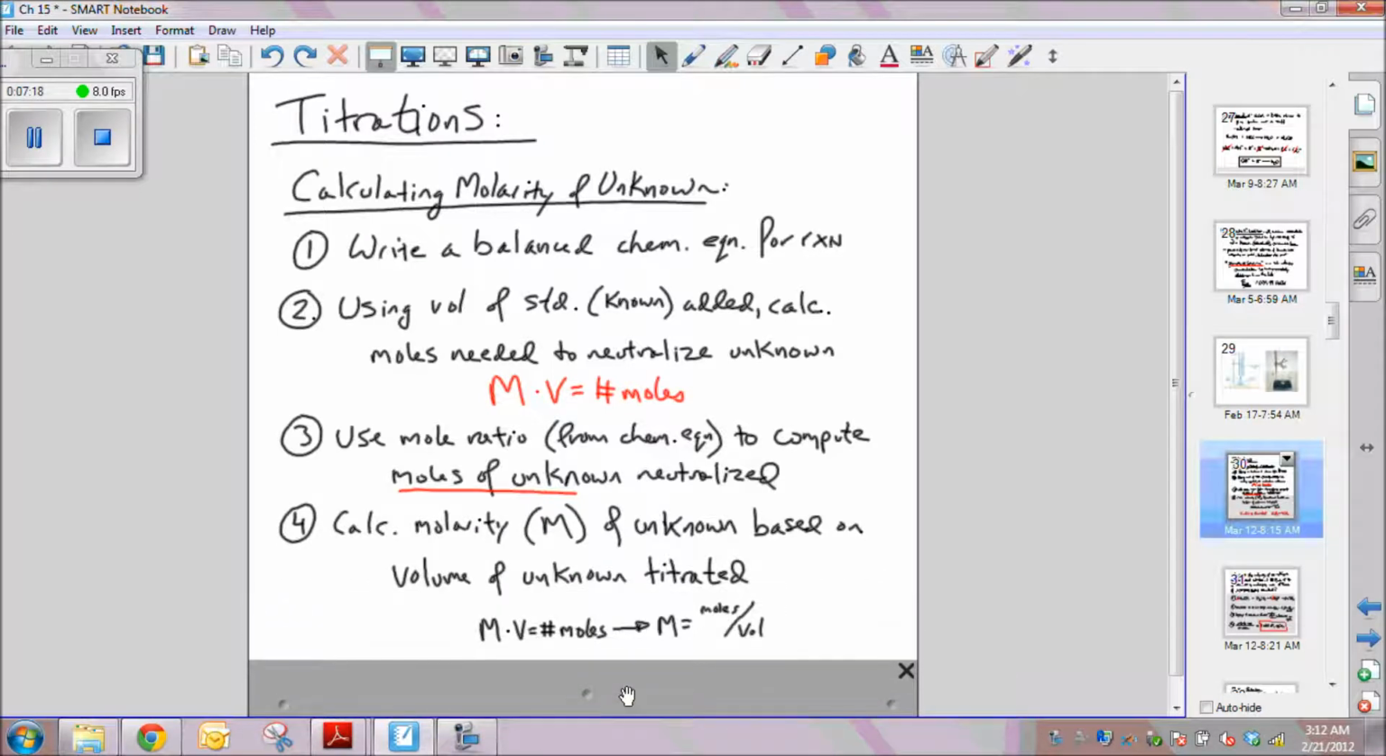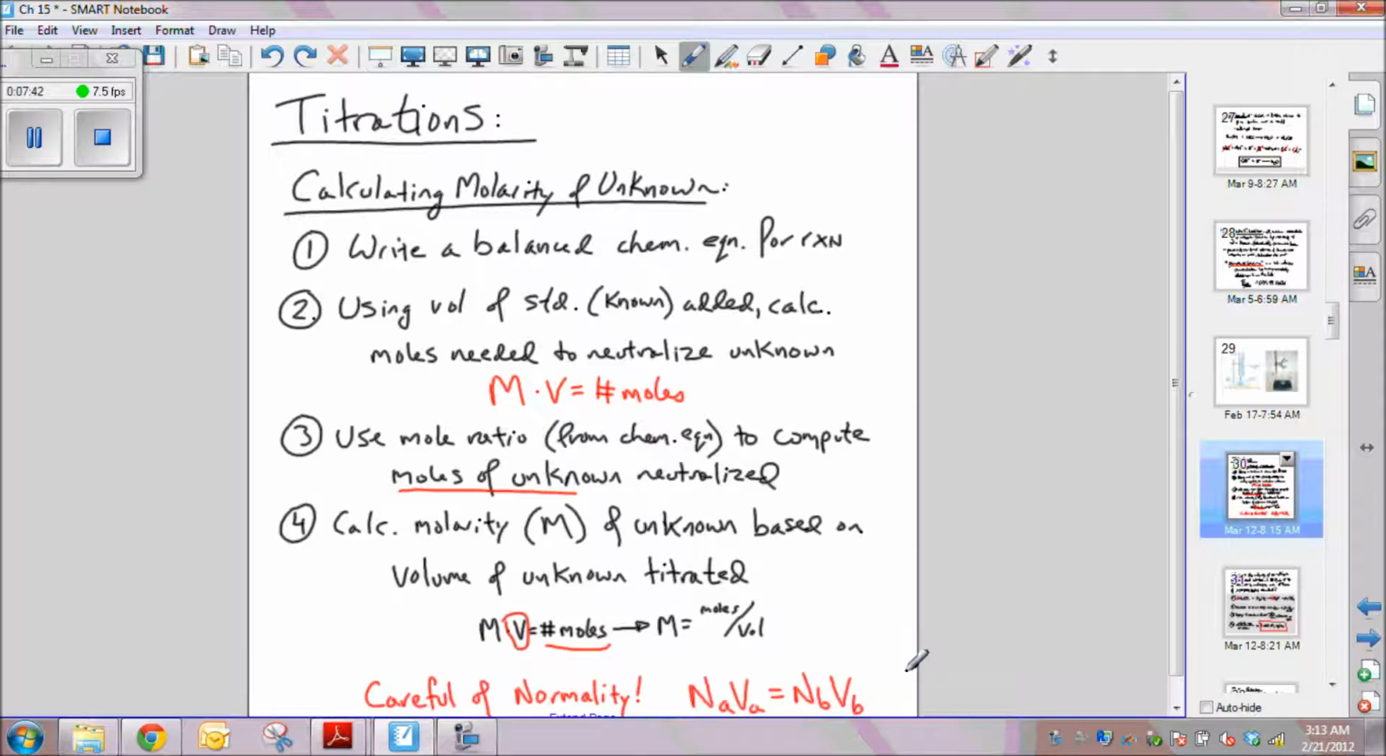You'll know the number of moles. Let me change my pen. You'll know the number of moles right here, because you calculated that in step 5, moles needed to titrate or neutralize the unknown. And you'll know the volume, which was very carefully measured at the beginning of the experiment. So you can calculate M, the molarity of the unknown, based on this relationship.